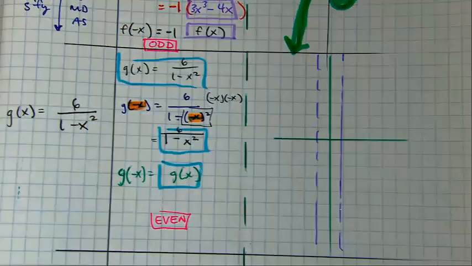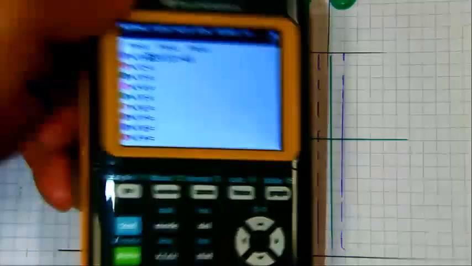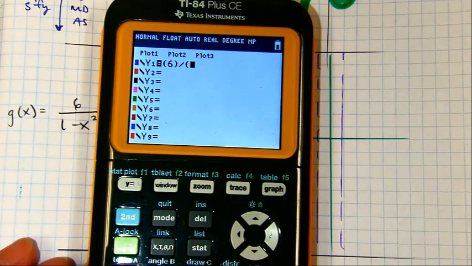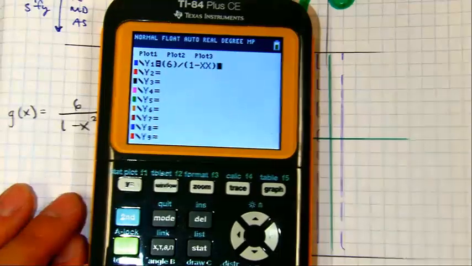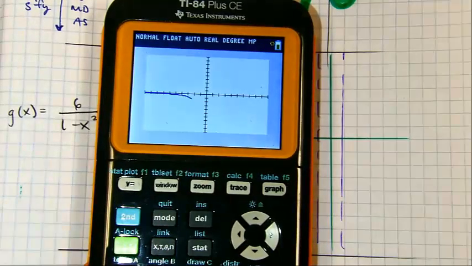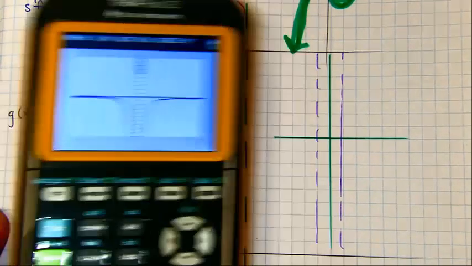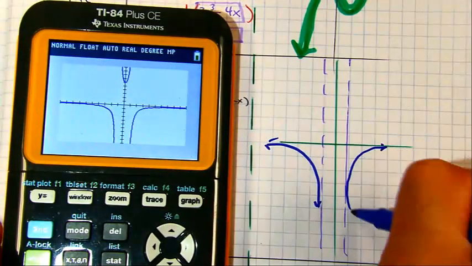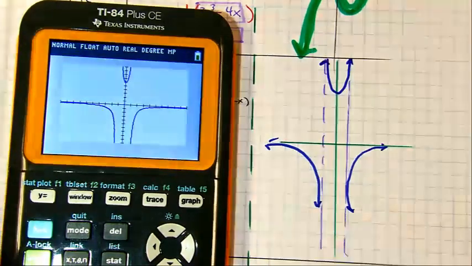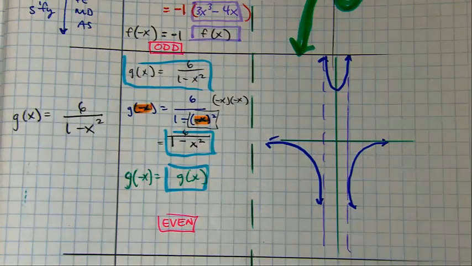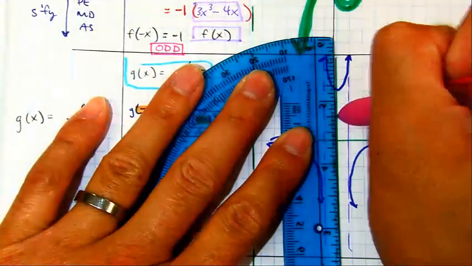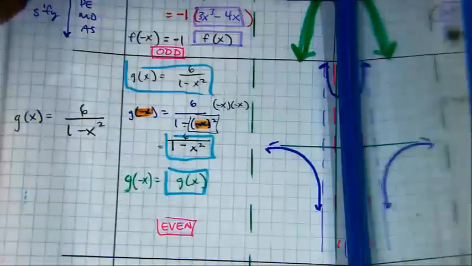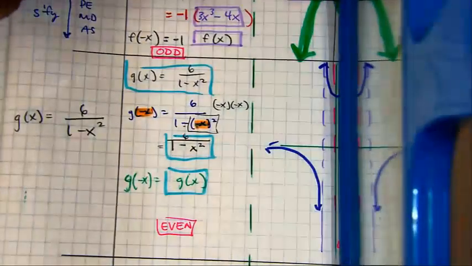That's an asymptote. 6 divided by 1 minus x squared. Assume 6. In class, can that be folded on the y-axis? Can you guys see it? It can fold, right? Close enough. You get the idea, right? Okay.